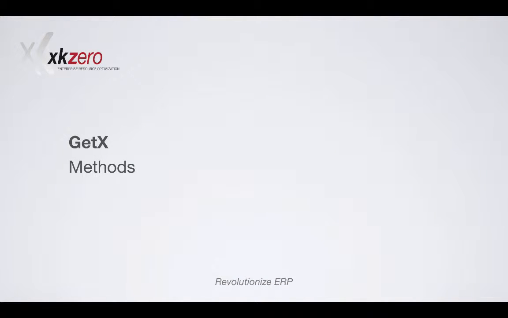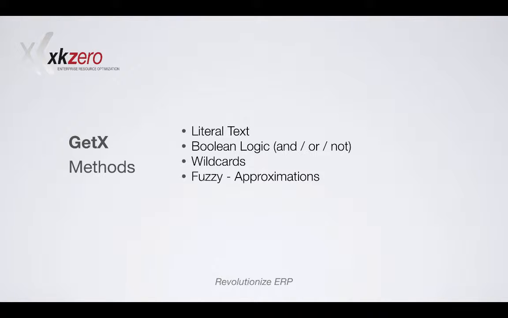Now, GetX allows for a number of different methods to search for data. I can enter literal text, but I can also add logic like and, or, not. I can use wildcards, so I can put a wildcard at the beginning or the end or in the middle of a search to look for information that I roughly know, but maybe I don't know exactly what I'm looking for. I can also enter fuzzy or approximate data.